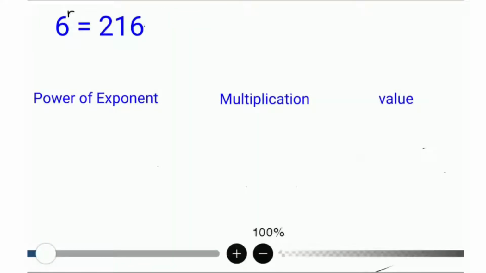So once you're done, let's do this together. So we're going to be solving for r. 6 to the power of r equals 216. The base is 6 and the exponent is r. So let's figure out the power of the exponent.